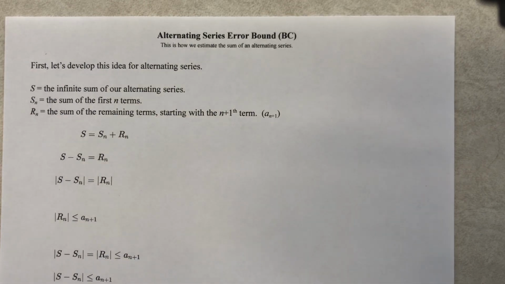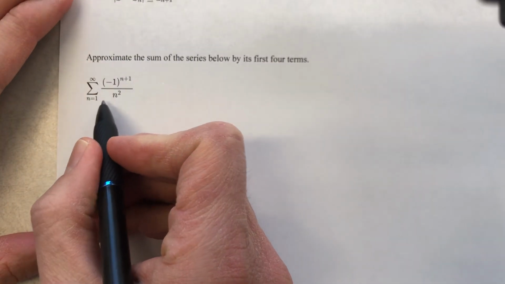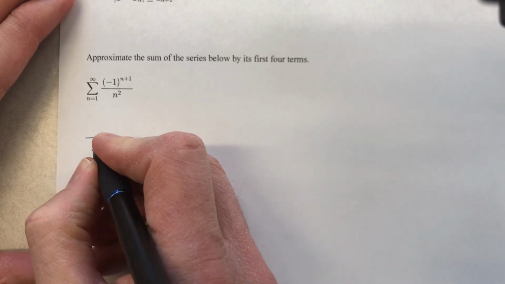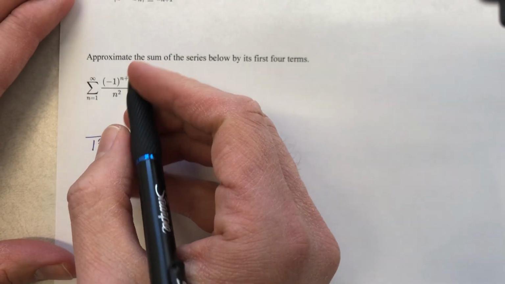So for example, let's start the example down here. We're going to plug in a 1 for n. When we plug in a 1 for n, we have a 1 squared in the denominator. 1 goes here, 1 plus 1 is 2. Negative 1 squared is positive 1. So that's my first term.